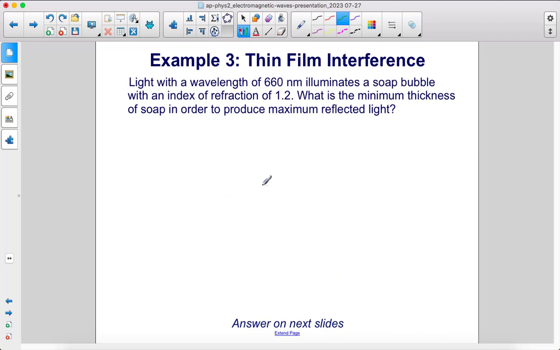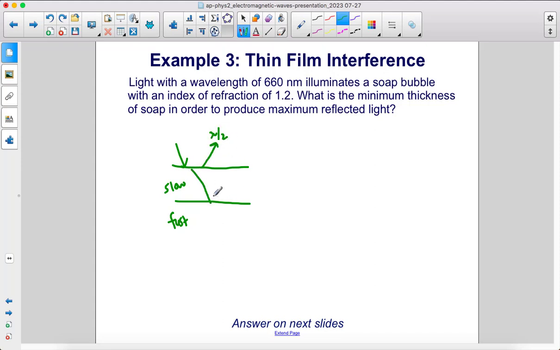Light with a wavelength of 660 nanometers illuminates a soap bubble with an index of refraction of 1.2. What is the minimum thickness of soap in order to produce maximum reflected light? So this is case 2. The light is coming in, it's going slower, but then it's bouncing off of air again. So we're going to have a phase shift here.